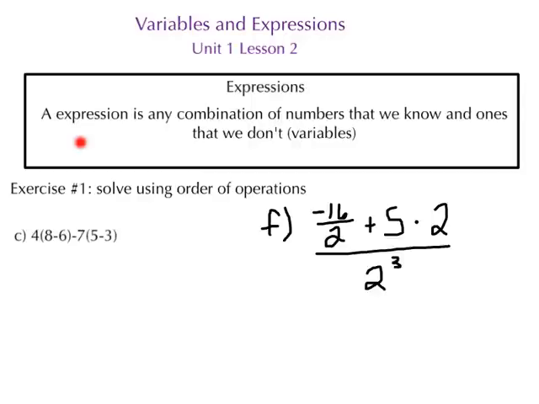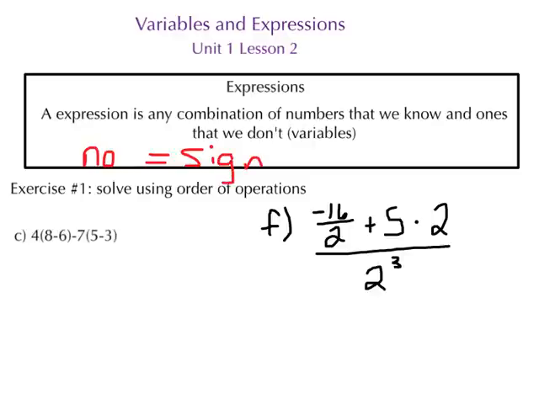Expressions. An expression is any combination of numbers that we know and ones that we don't know, which are variables. An expression does not have an equal sign. So I would like you to write that in there real quick inside your little box. No equal sign. And you can abbreviate it. I have no problems with that.